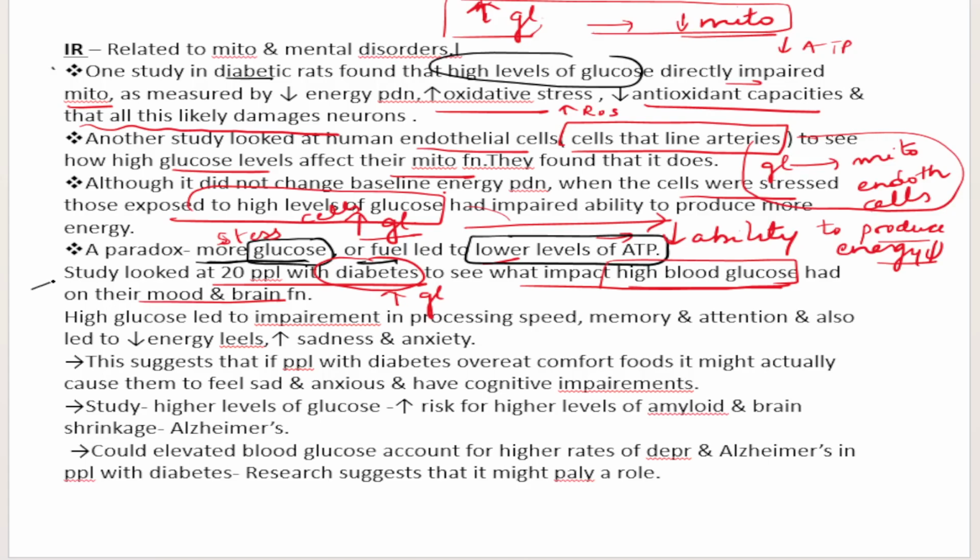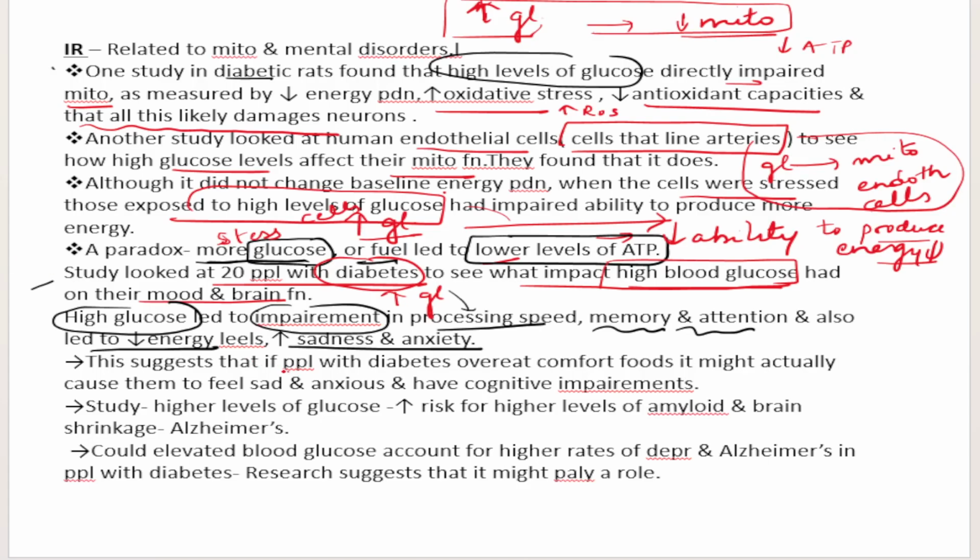So what did this study prove? That high glucose was leading to impairment in the processing speed in these people with diabetes. It was causing problems in memory and attention, and also reduced energy level and increased sadness, anxiety, etc. So what does all this suggest?